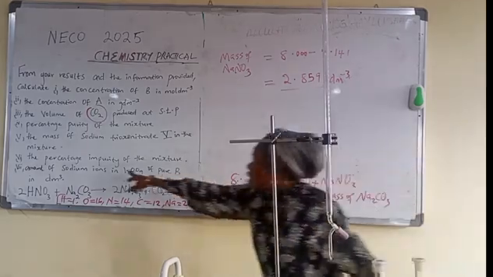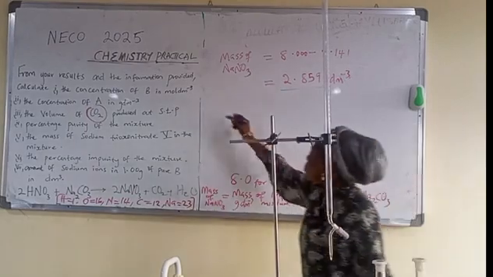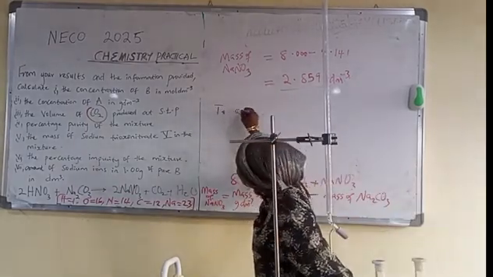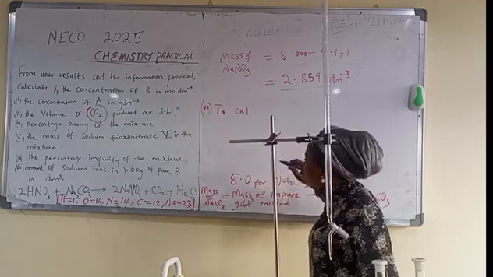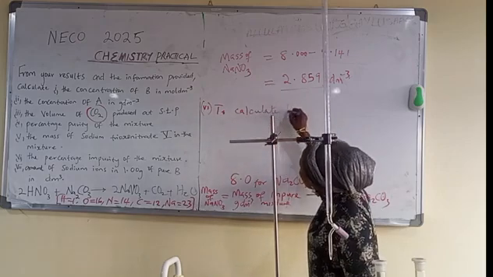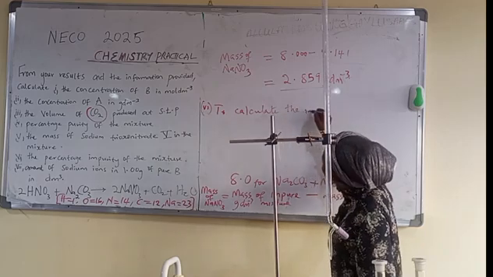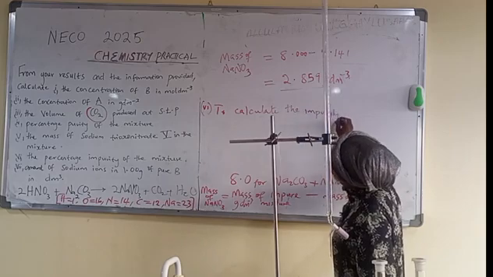Now we have to calculate the percentage impurity of the mixture. To calculate, put your number, number it appropriately. You have to calculate the percentage impurity of the mixture.